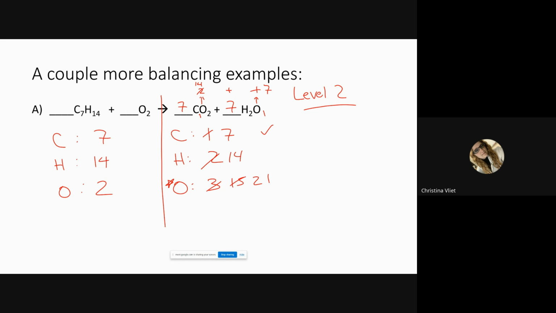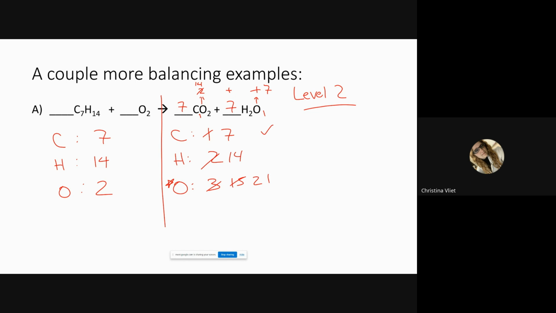So this right here is just a chart to help you keep track of what you have. Don't take it too seriously. This is just to help you keep track. What's going on here is what matters. These are the numbers you have to change. So 7 times 2 is 14 oxygens. 7 times 1 is 7 oxygens. And we need the total amount for the right-hand side of the equation. So that will be 14 plus 7.